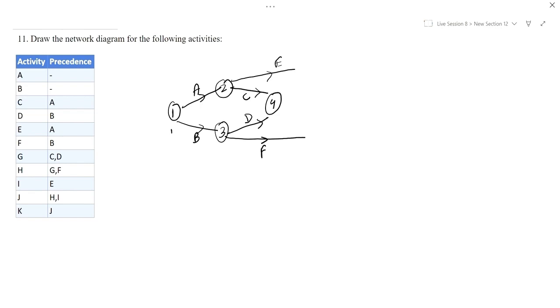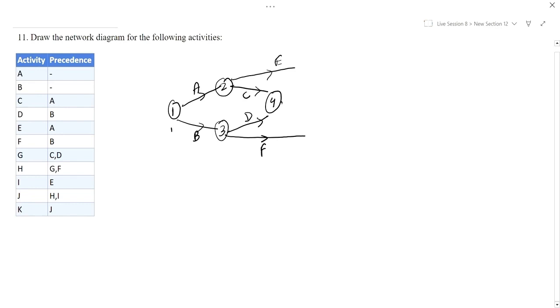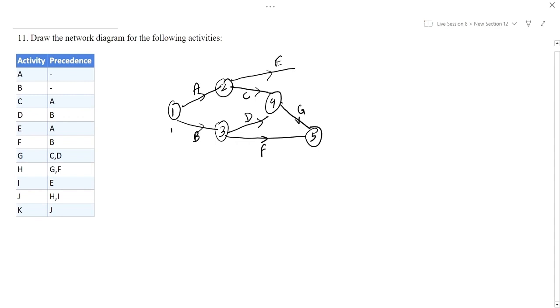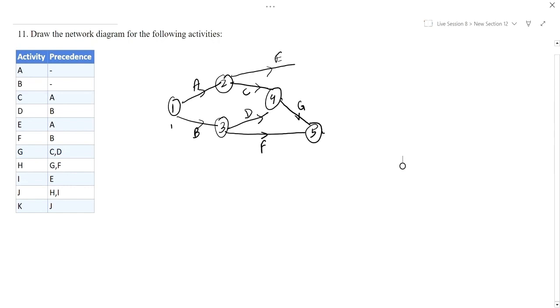Now next, G is preceded by both C and D. So G becomes like this, and further H is preceded by G and F. So we need to bring G and connect it to F. Since G is preceded together by C and D, we connect it here, and H is preceded by G and F. Also we will see that H and I are preceded by J. This we will leave on hold.